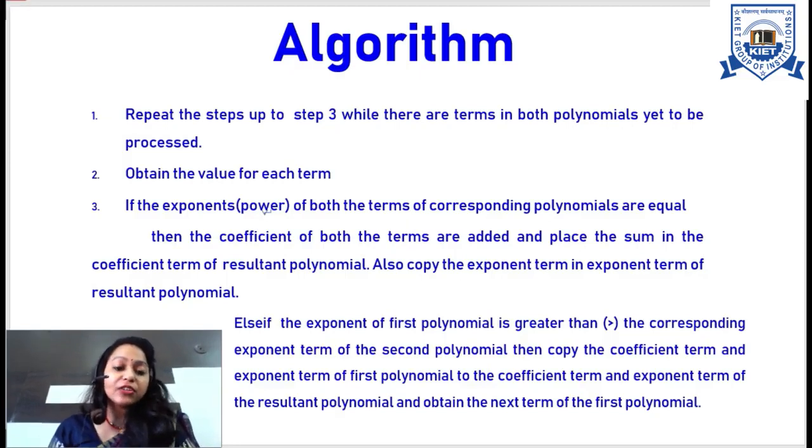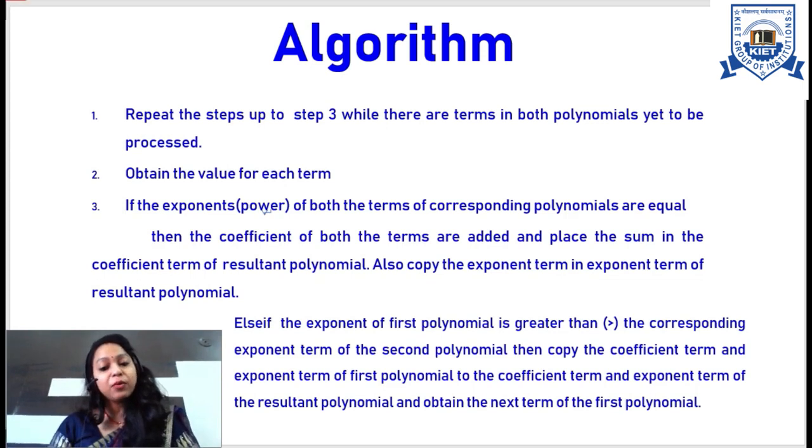But if this condition is false, if the exponent values of both the terms are not equal, in that case we were checking the exponent value of the first polynomial. Is the exponent value of this particular term of the first polynomial greater than the exponent of the second polynomial's term? If it is greater, then copy the coefficient term and exponent term of the first polynomial to the coefficient term and the exponent term of the resultant polynomial and obtain the next term of the first polynomial.